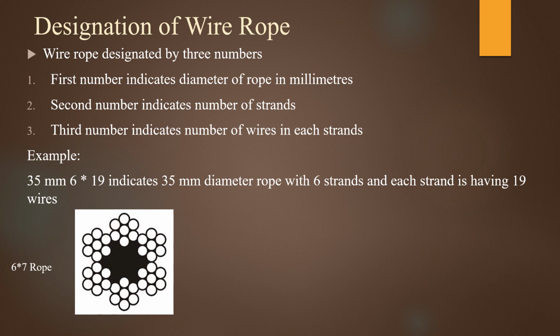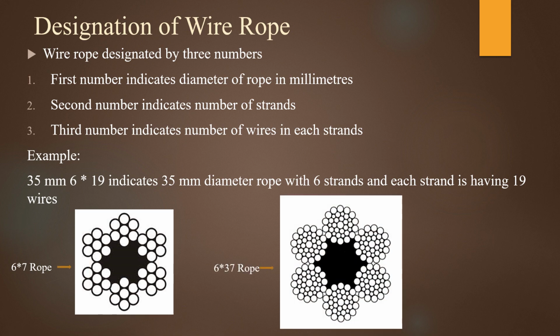Another example, 6 by 7 rope. It means 6 strands and each strand is having 7 wires. Another example, 6 by 37 rope. It means 6 strands and each strand is having 37 wires.